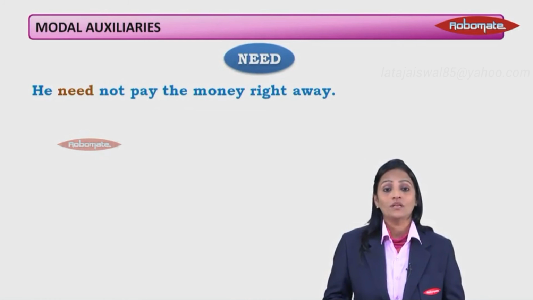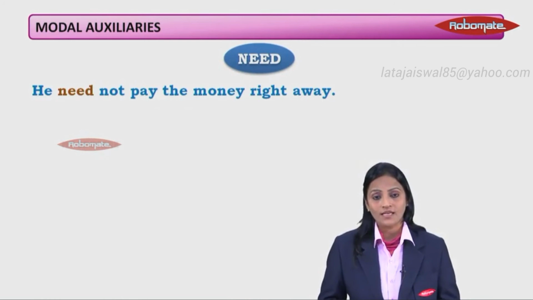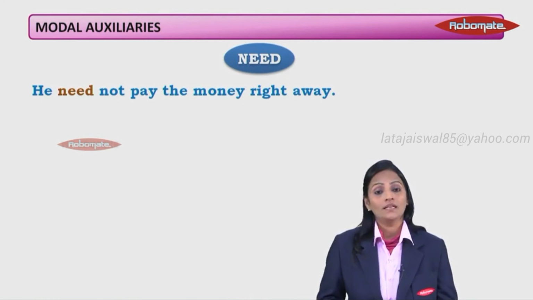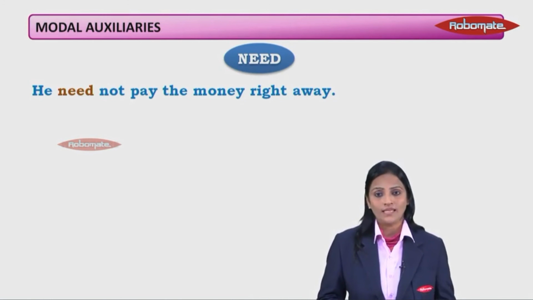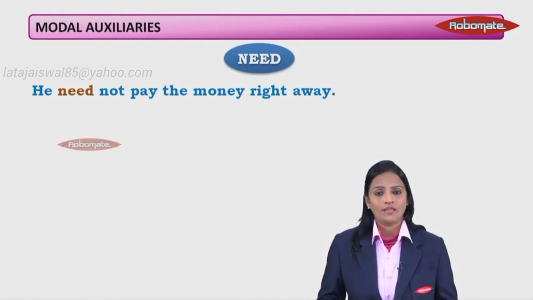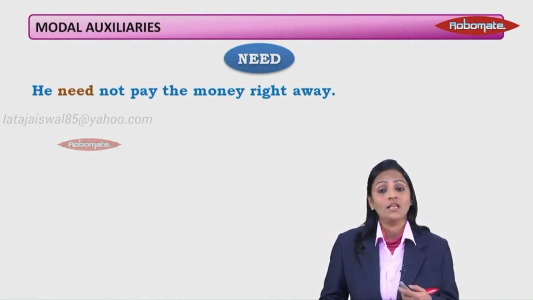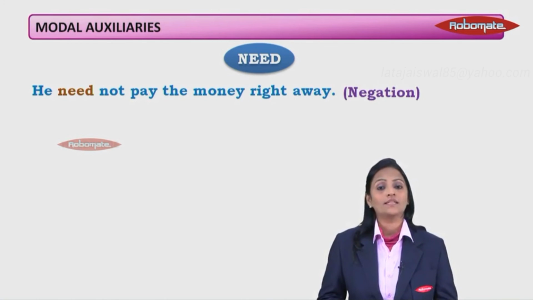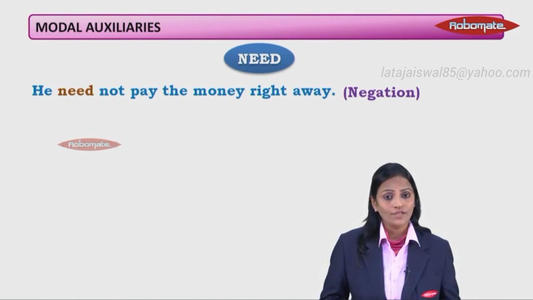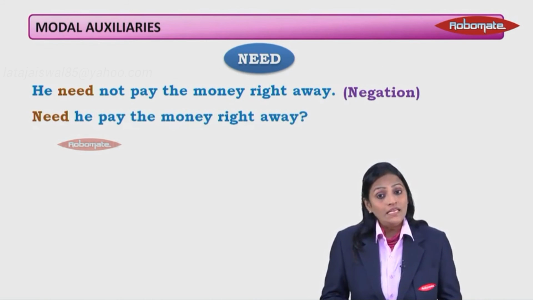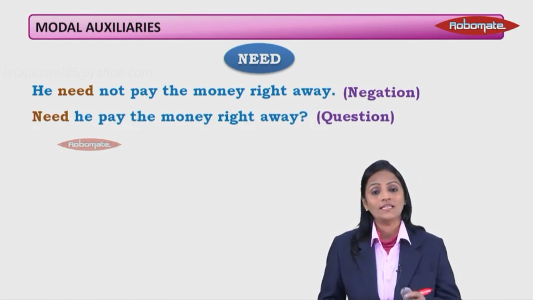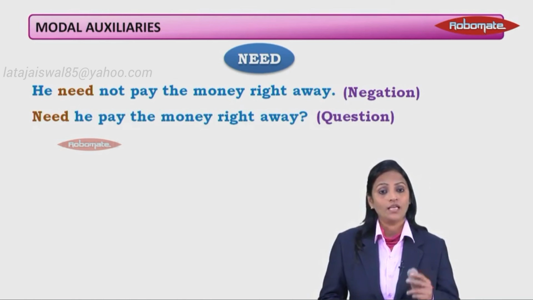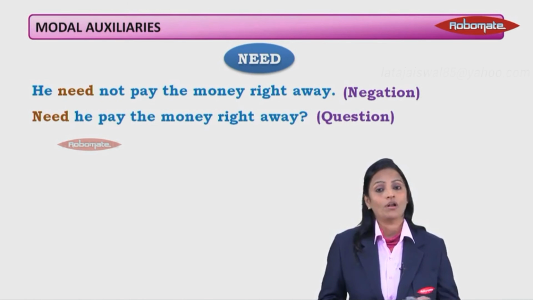Need, which shows necessity or absence of necessity. Students, we've already done earlier, need is only used as a modal auxiliary when we are going to ask a question or when we say something negative. So here, he need not pay the money. This is a negative statement. He need not pay the money right away. In this case, it shows again the absence of necessity, negation. Need he pay the money right away? It is interrogation or a question. So need can be used as a modal auxiliary in two cases, a negation or a question.